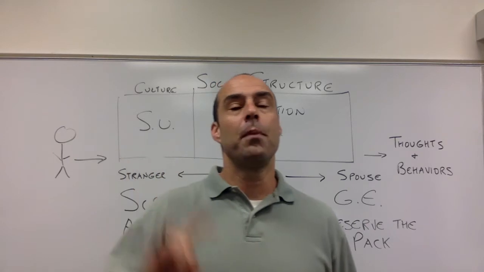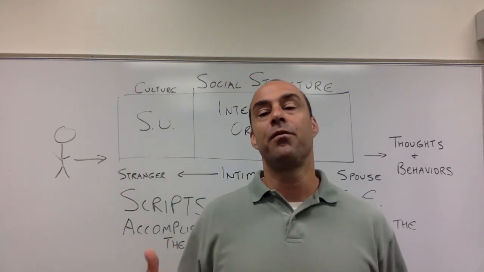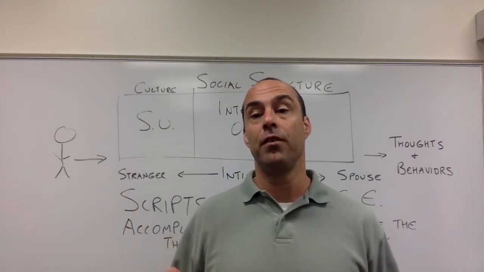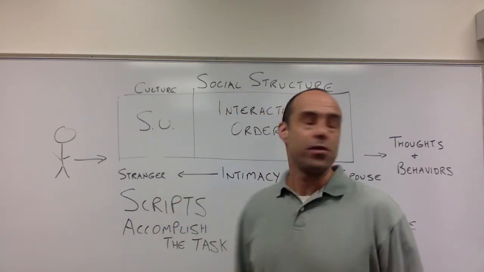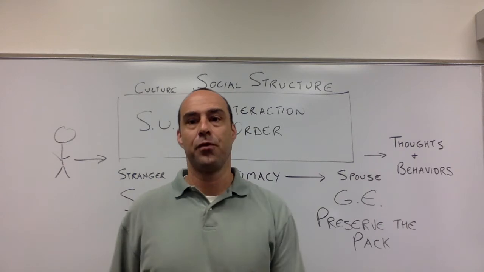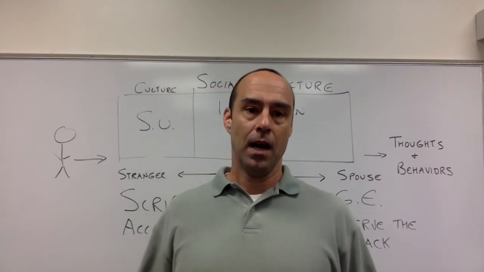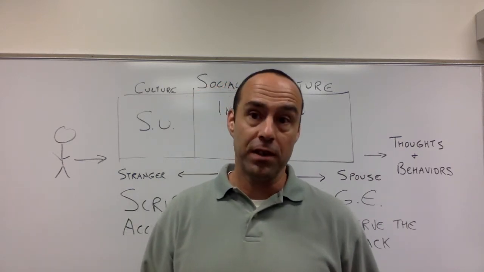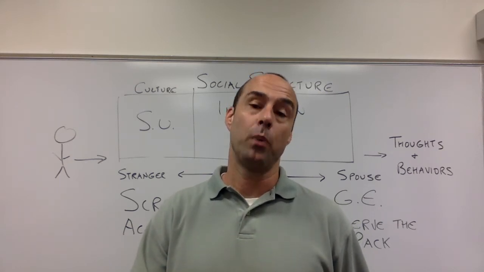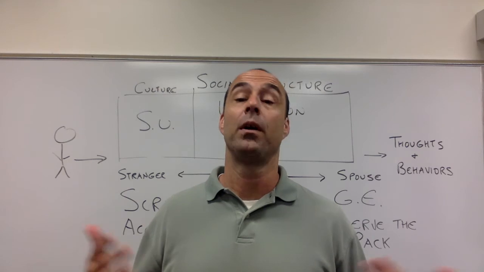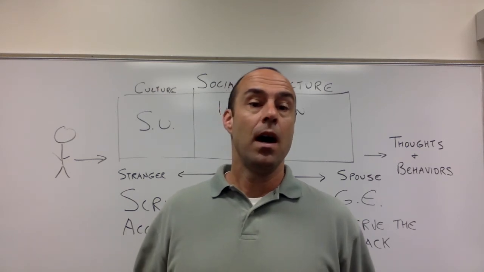Okay. Those are my two main points. We've got different conformity mechanisms based on the level of intimacy, from scripts for strangers to group expectations for the people that we're really close to. It's not the type of situation that determines the conformity mechanism. It's how close we are to the other people, regardless of the situation.